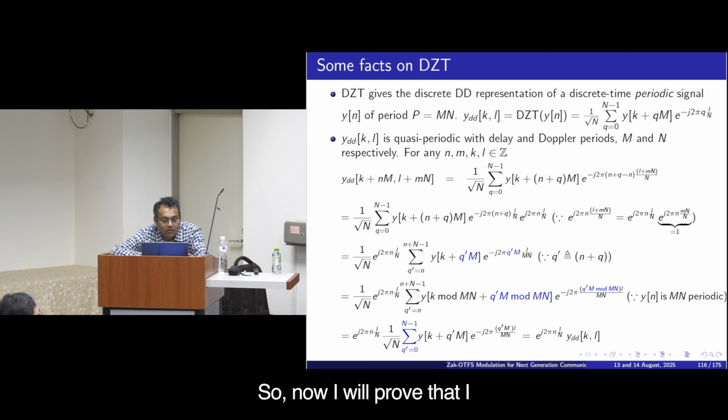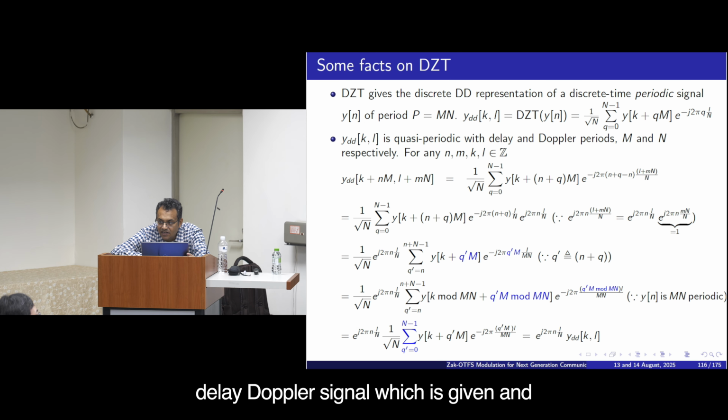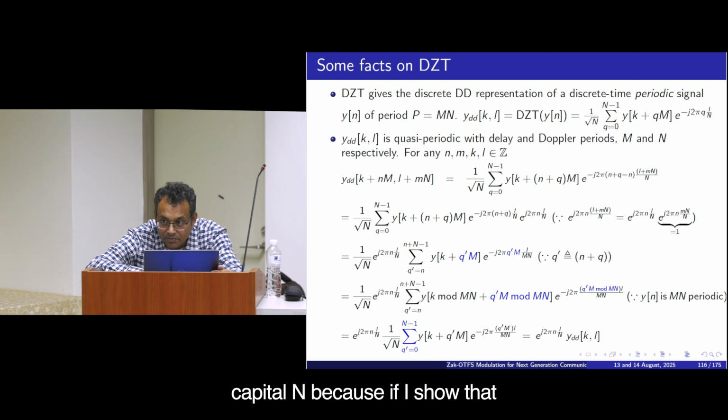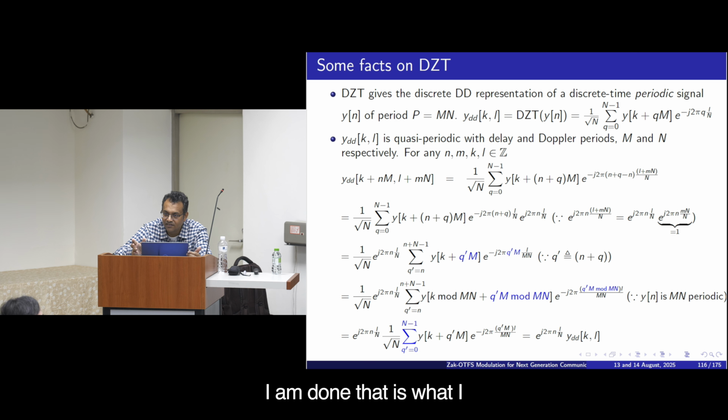Okay. So, now I will prove that I will start with this sequence or signal y, which is a discrete time signal and it has period M into N. Okay. And y_DD[k,l] is a discrete delay-Doppler signal which is given and it is related to your y through this equation. To prove that y_DD is quasi-periodic, I will examine the value of y_DD at k plus nM and l plus m times capital N. Because if I show that this is equal to this quantity, then I am done. That is what I have to show, right.